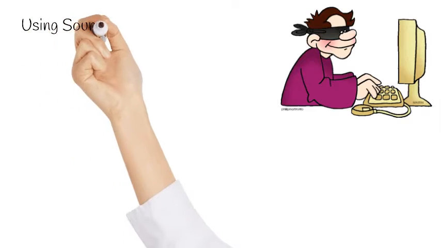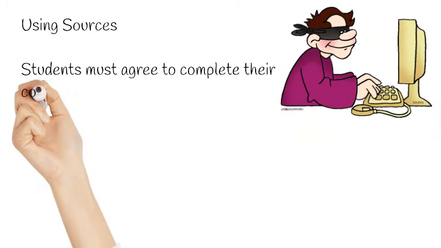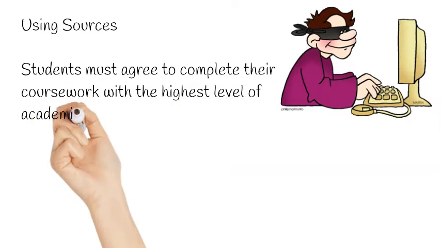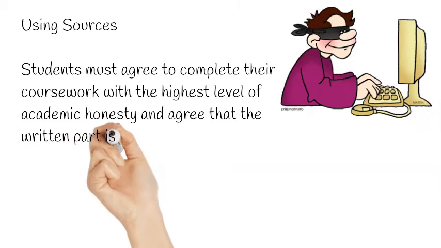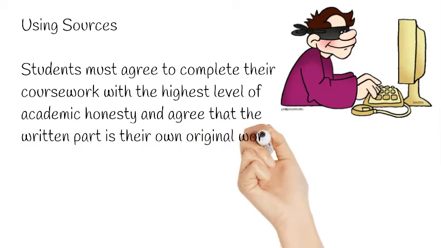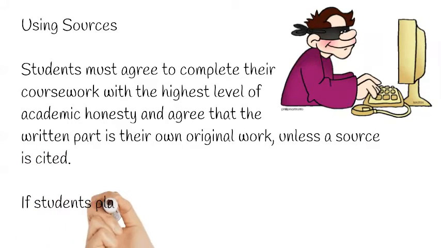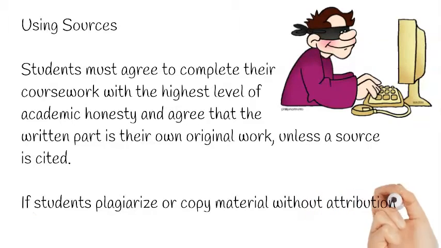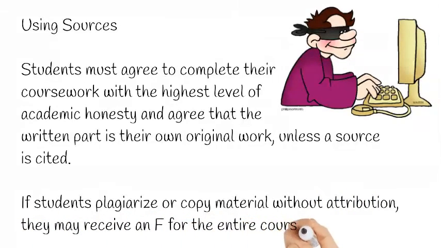Using sources. Students must agree to complete their coursework with the highest level of academic honesty and agree that the written part is their own original work, unless a source is cited. If students plagiarize or copy material without attribution, they may receive an F for the entire course.